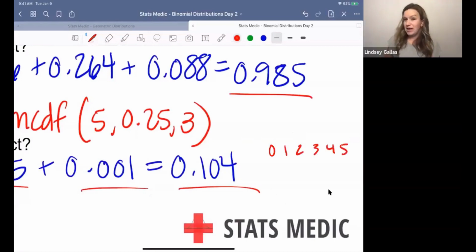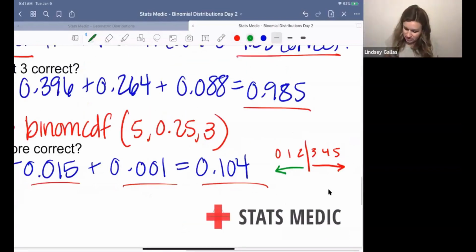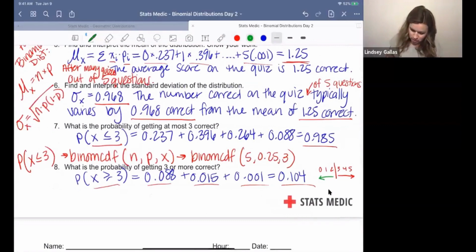Okay, what is this question asking me for? They're asking me for 3 and above. So what am I going to ask my calculator for? I'm going to ask my calculator for 2 and below. And then that 2 and below, I'm going to take away from 1. So I'm going to put this down here in green. So remember, it goes with that green arrow. So this one's going to be binom CDF of, again, 5, 0.25, comma.